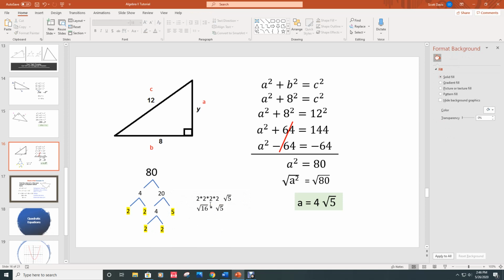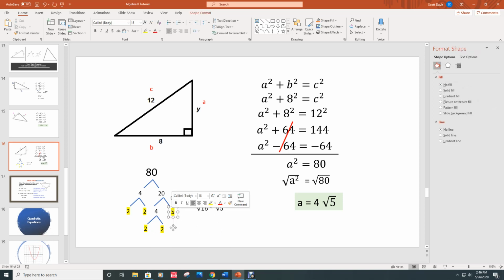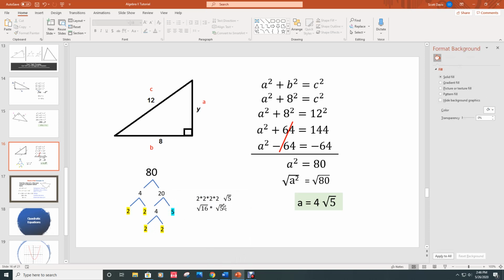So we have the square root of 16, and then the square root of 5. So a equals 4 square root 5.